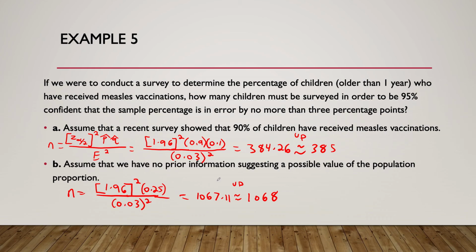Assuming that we have no prior information suggesting a possible value of the population proportion, we take 1.96 squared times 0.25 divided by 0.03 squared. You get 1067.11. That rounds up to be 1068.